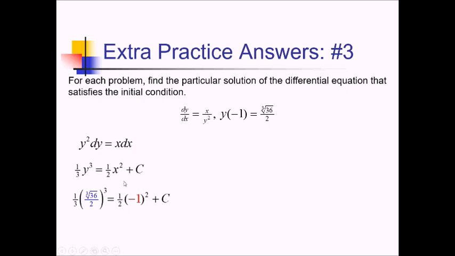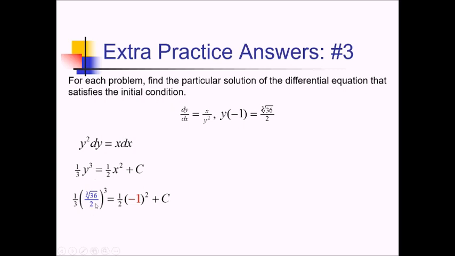So let's see here. This is just 1/2 plus c on the right side. On the left side, a little more complicated. So we have to cube both of these things. We have to cube the numerator and denominator separately. So that's going to give us 36 in the numerator and 2 cubed, which is 8 in the denominator.